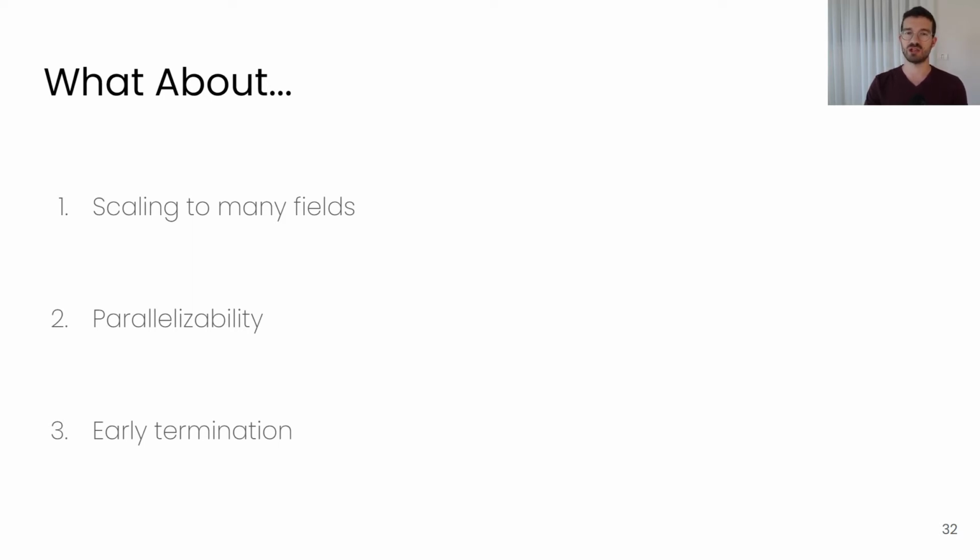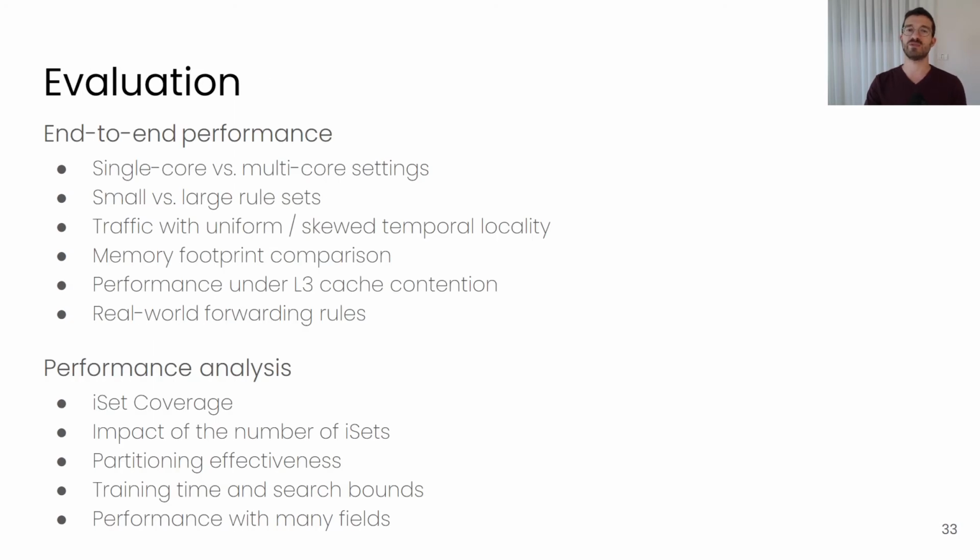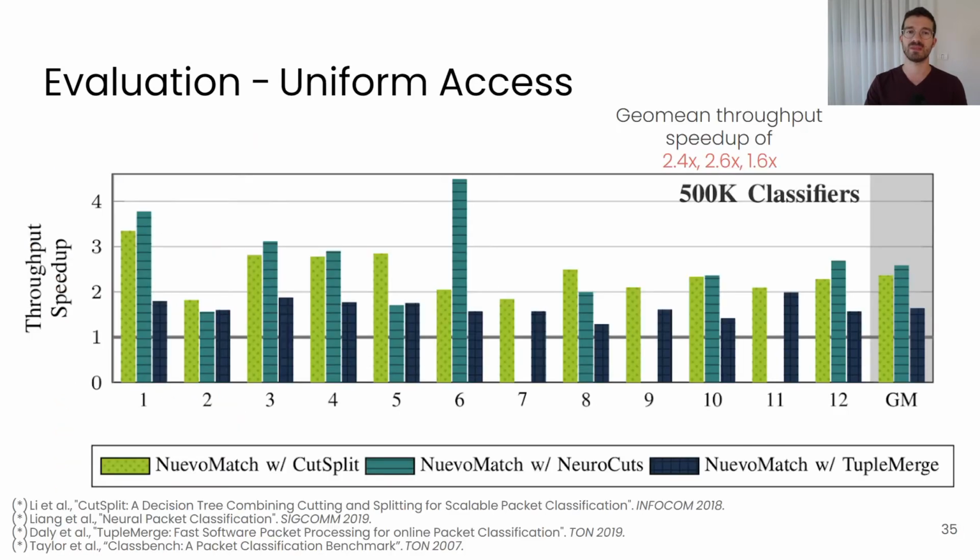Let's talk about evaluation. We experiment end-to-end performance and detailed analysis of various aspects. In this video, we will focus only on the end-to-end performance evaluation using traffic with uniform temporal locality. Real-world classifiers such as OpenVSwitch employ caches to catch the temporal locality of the traffic and invoke the packet classifier only upon cache misses. We simulate this behavior by testing NuevoMatch using traces with uniform temporal locality. We use ClassBench to generate 12 distinct rule sets with 500,000 rules and compare against 3 state-of-the-art techniques.